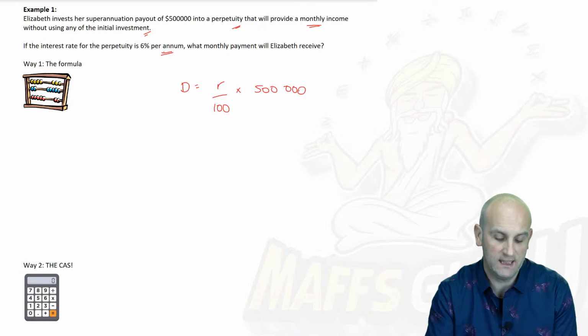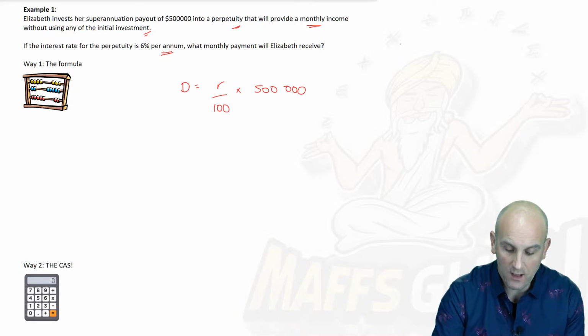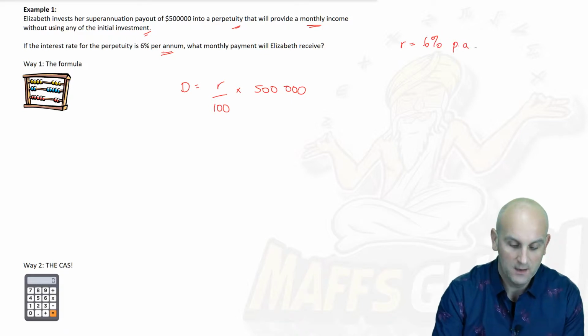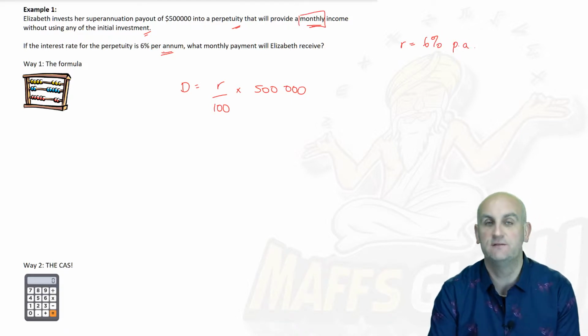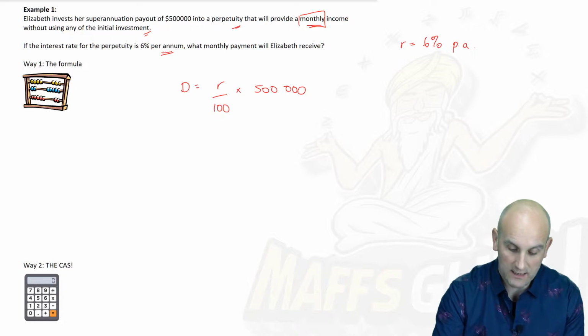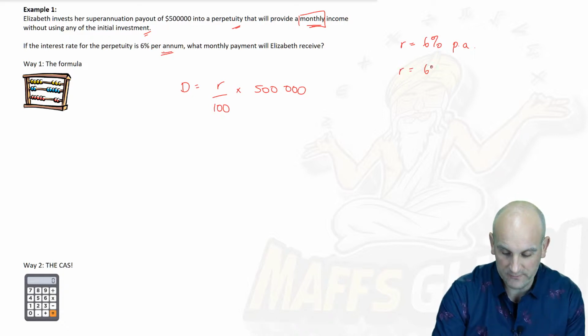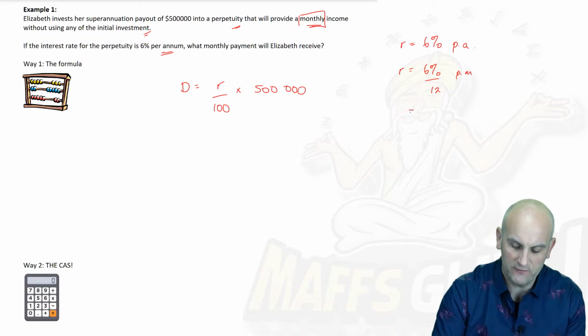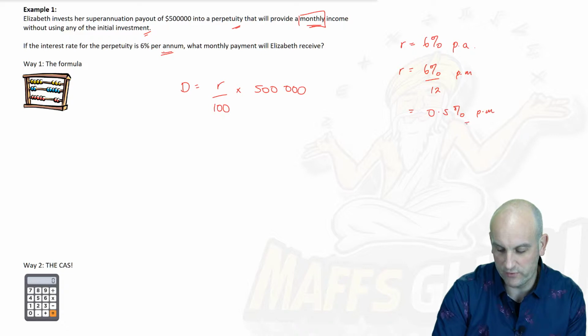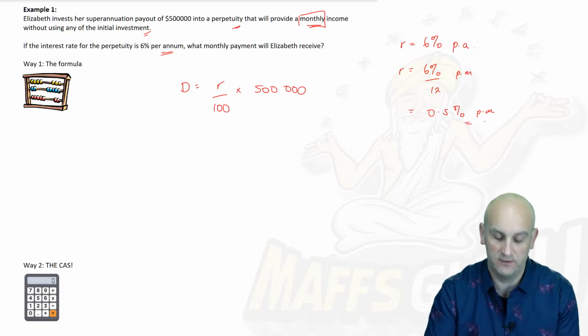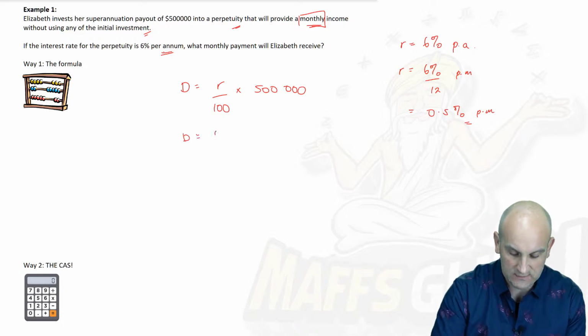Now we have to be very careful here because remember, our R that they gave us was 6% per annum. But I need to make sure that my money is given monthly. So to turn an interest rate into monthly, I do 6% divided by 12 per month. And that will give me an interest rate of 0.5% per month. So that's the value I'm actually going to put into this formula. So D is equal to 0.5 divided by 100 times 500,000.